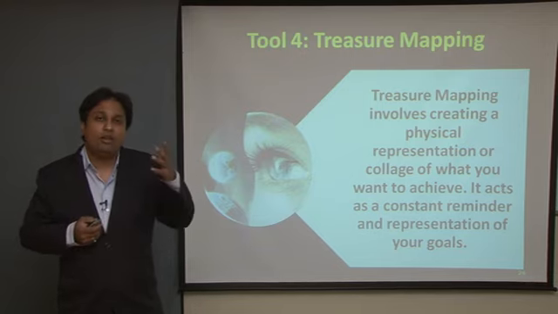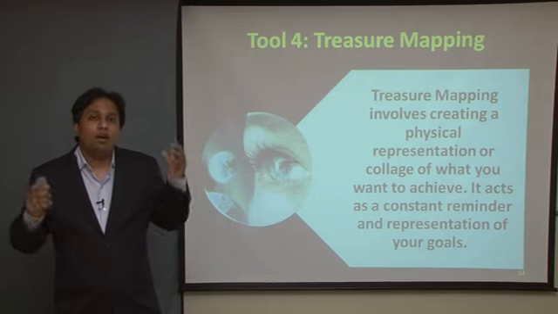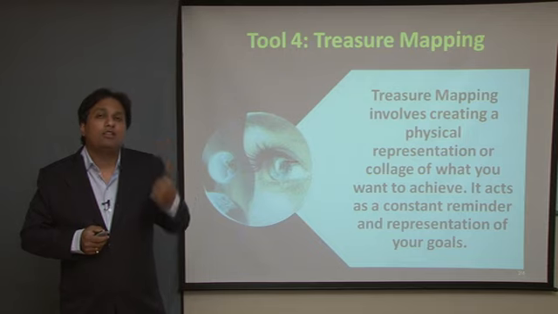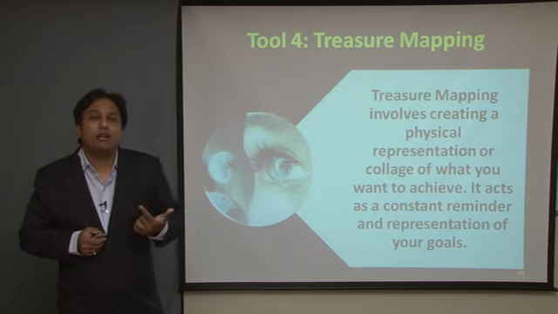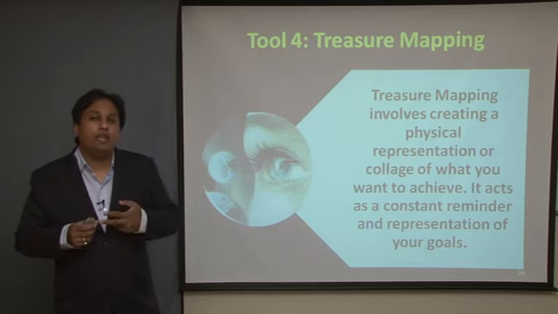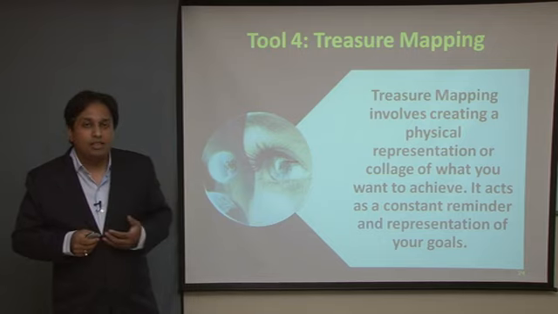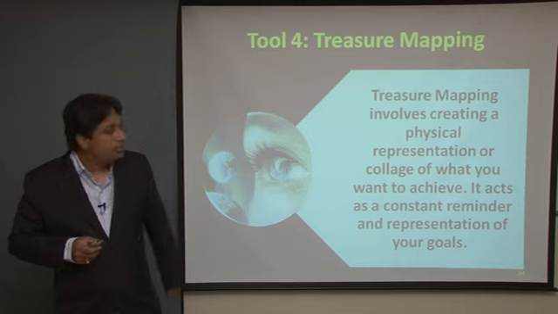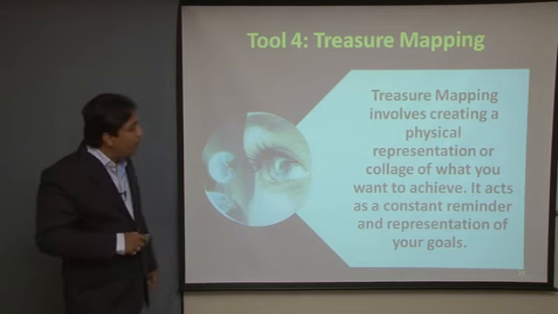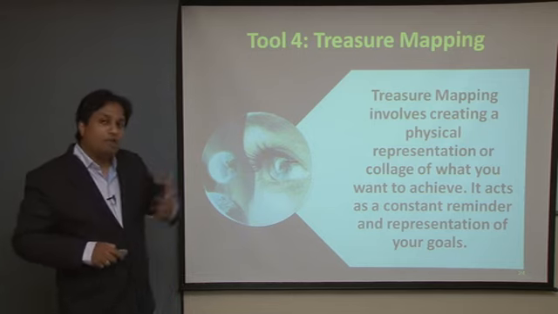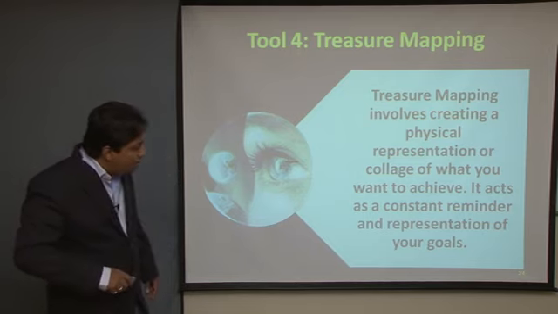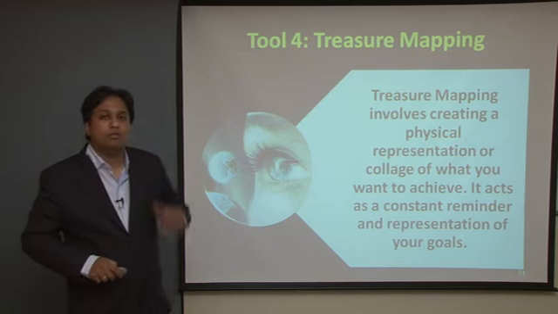So if you are thinking in 5 years you will have a mid-segment car, you need to visualize the pleasure that you will have of driving the car, the pleasure of your colleagues applauding you for getting the car, the convenience of sitting in a car and coming to office. So this is nothing but treasure mapping, which is a part or advanced form of visualization. It acts as a constant reminder and representation of your goals.